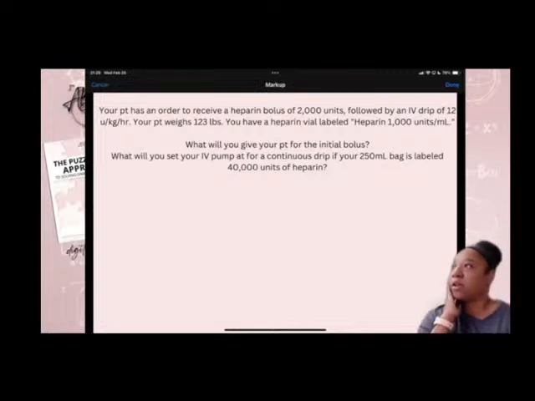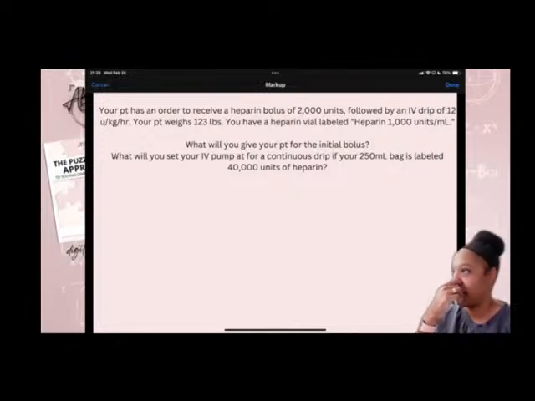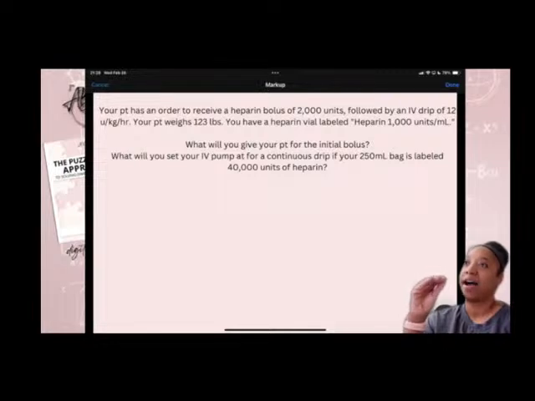Okay. All right, your patient has an order to receive heparin bolus of 2,000 units, followed by an IV drip of 12 units per kg per hour. The patient weighs 123 pounds. You have a heparin vial labeled heparin 1,000 units per milliliter. What will you give the patient for the initial bolus? What will you set your pump for a continuous drip if your 250 ml bag is labeled 40,000 units of heparin?